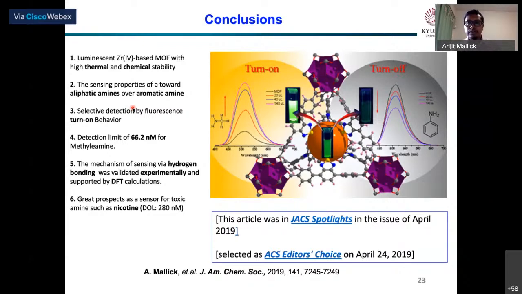selective detection between aliphatic and aromatic amines. Also, aliphatic amines can be detected with a very low detection limit, around 66 nanomolar. Also, we can detect nicotine, which is very carcinogenic. And that work was highlighted in ACS literature, and also in JACS Spotlight.